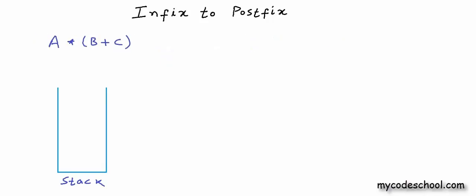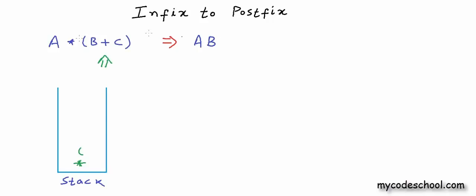I want to convert this expression. I'll start at the beginning. First we have an operand, then this multiplication operator, which will simply go onto the stack. The stack right now is empty. There is nothing on the top to compare it with. Next we have an opening parenthesis, which will simply go. Next we have an operand, it will be appended. And now we move on to this addition operator.